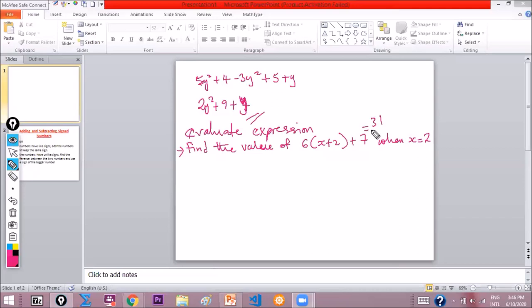Okay, let's do it together. Let's put in the value of x as 2 into this expression. So we have 6 bracket 2 plus 2 bracket plus 7. 2 plus 2 is 4, right? So we have 6 times 4 plus 7. What is 6 times 4? 24. Plus 7, we get 31. So you are correct.